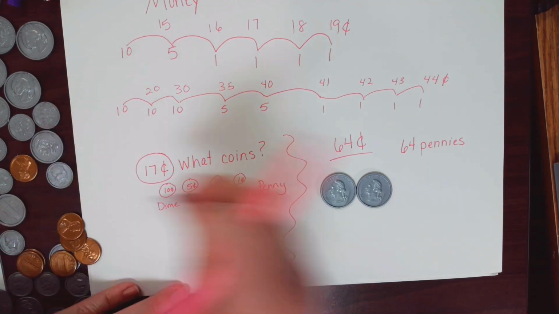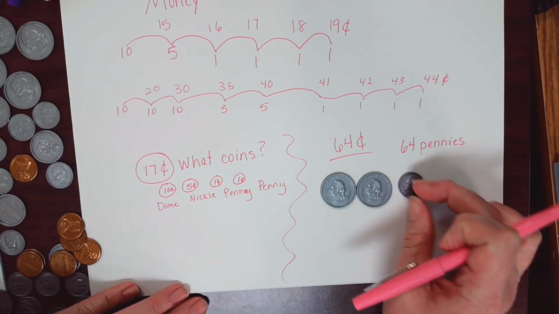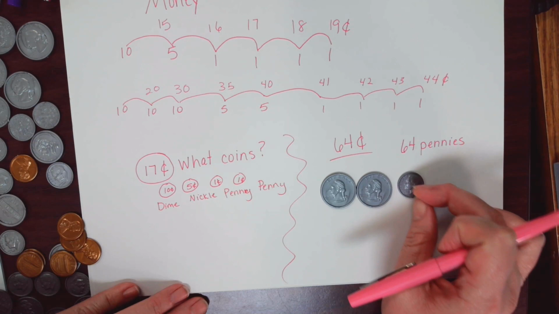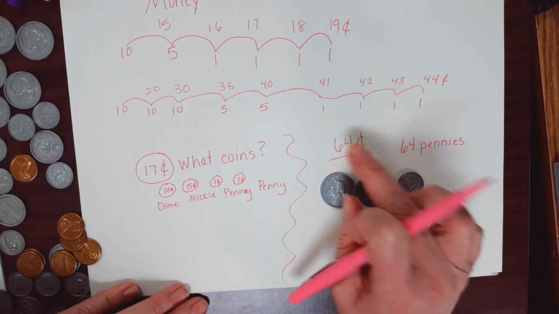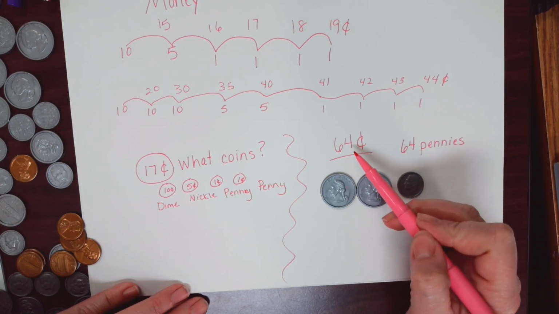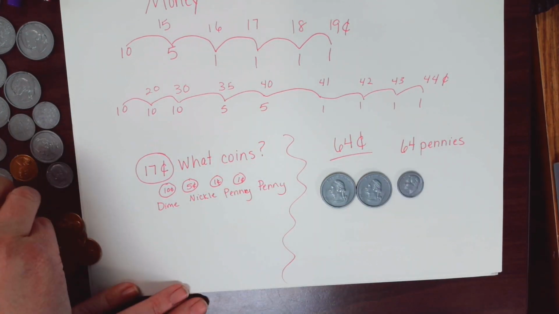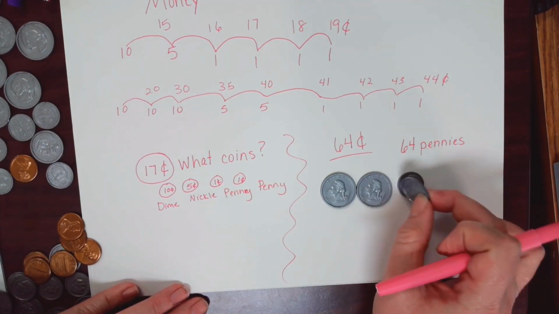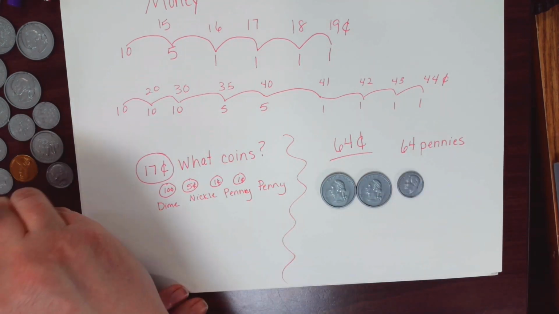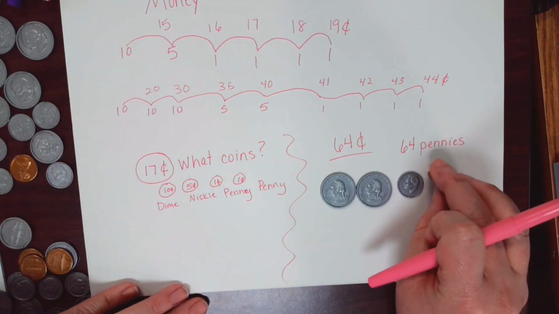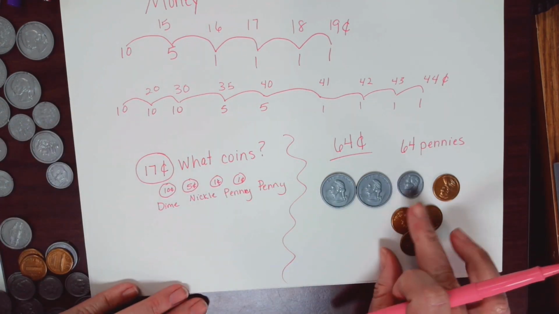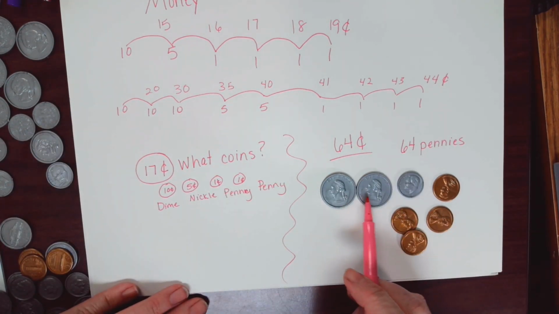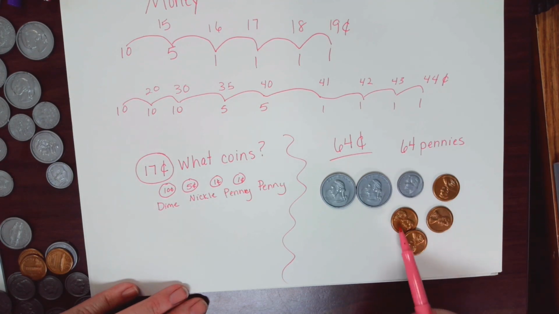So the next biggest coin I've got is a dime. And I do mean the amount, not the size. So 50 plus 10 is 60. And then I've got 4. Well, a nickel is 5, so 65 is too much. So that means I have to use 4 pennies. So I would need 2 quarters, 1 dime, and 4 pennies.